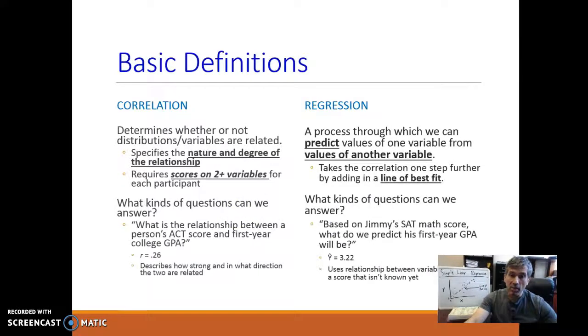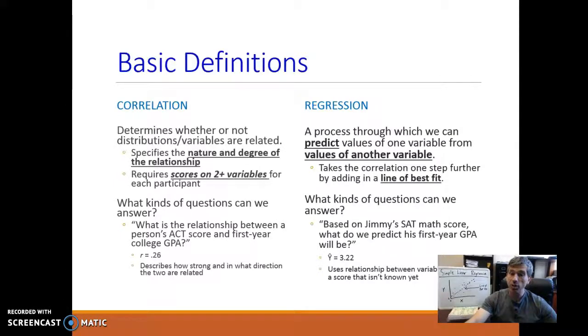What can we do with that line of best fit? Well, we can take existing relationships and make predictions about things that haven't even happened yet. We can predict first-year GPA from a standardized test math score, for example. And we can get a predicted score. Here we see a Y with a little hat on it. That means it's a predicted Y. It's one we don't actually know. And we predict that Jimmy here's first-year GPA should be about 3.22. Will his first-year GPA be exactly 3.22? Probably not. There'll probably be at least a little bit of error there, but on average, our predictions will be quite accurate, and the stronger that initial relationship is, that initial correlation is, the more accurate those predictions will become.